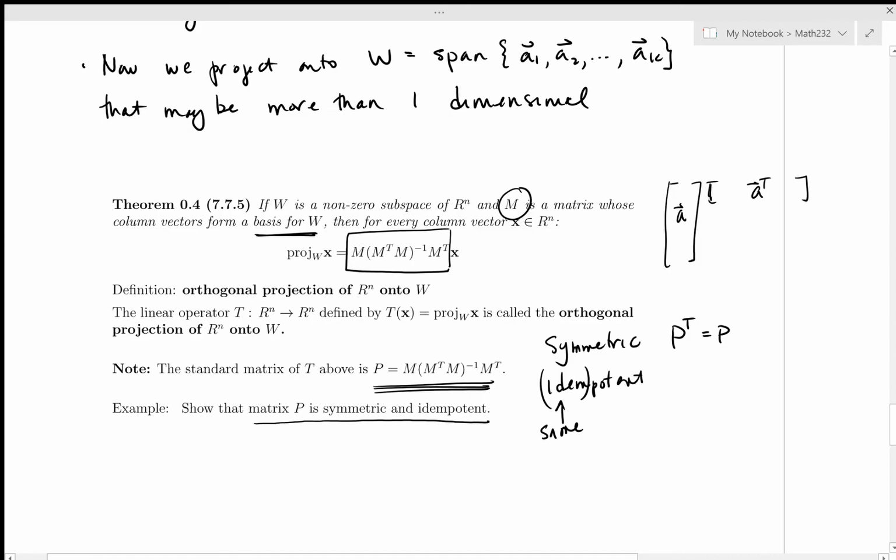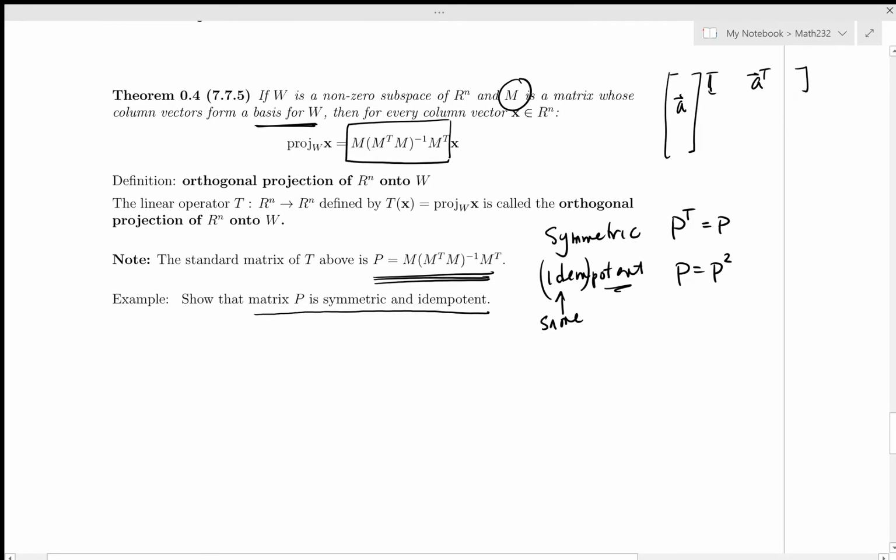That is meaning that P is equal to P squared, which of course then means that P is equal to any power of P. So by taking powers of the matrix, you do not change what it does. It stays the same. We also saw this word when we saw the word nilpotent. Okay, so that's what those two things mean.